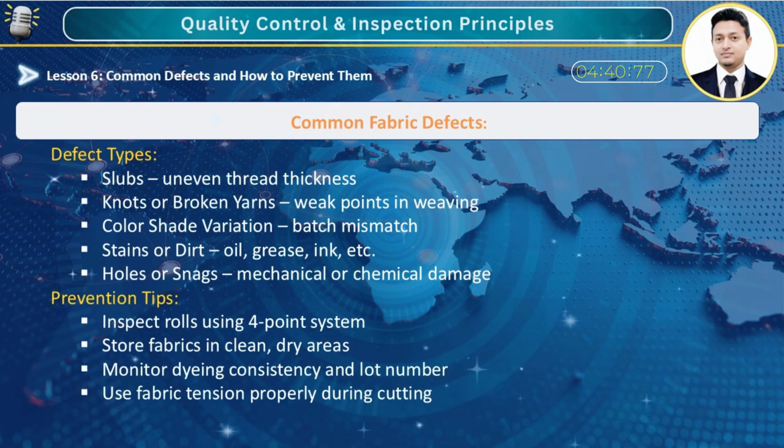Common fabric defects. Some common ones are slubs, which are uneven thread thickness, knots or broken yarns that create weak points, color shade variations between batches, stains or dirt from oil, grease, or ink, and holes or snags from damage during handling. To prevent these, inspect fabric rolls using the 4-point system.